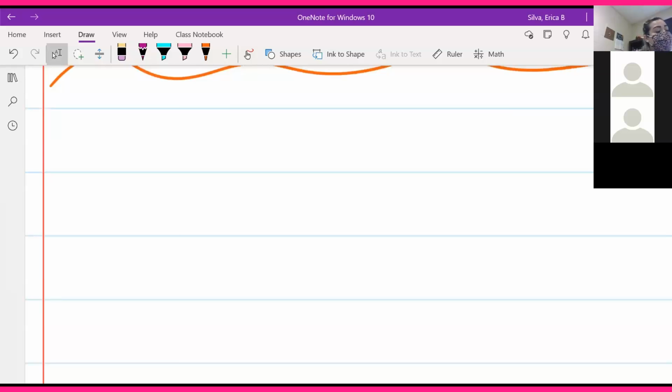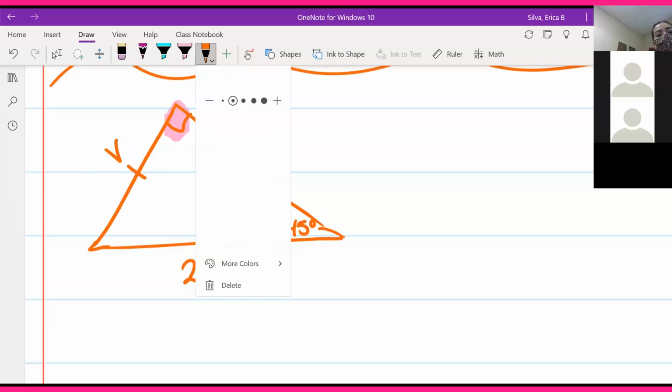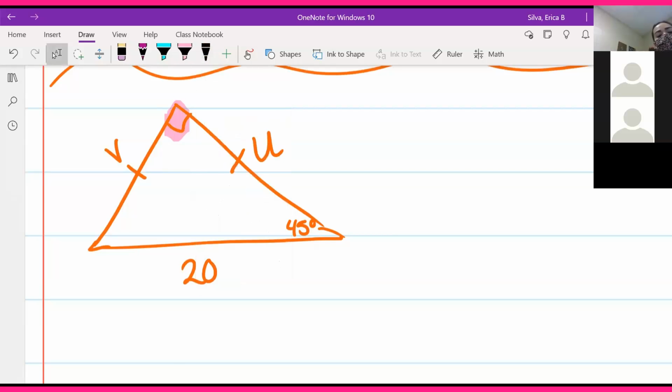All right, let's move on to the next type. We have a 90-degree angle. This is V, U, and let's say this is 20. The information that they give us is that this is 45 degrees. And if that's 45, then we know that this is an isosceles, right? The side that they're giving us is what side? Is it a side length or is it a hypotenuse? It gives us the hypotenuse. So we need to look for our side length.